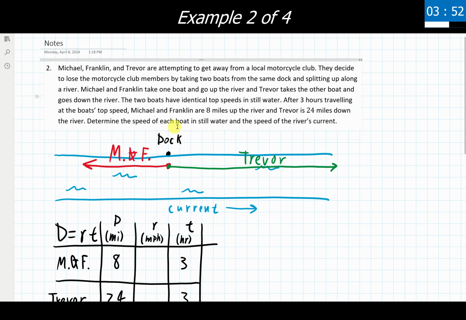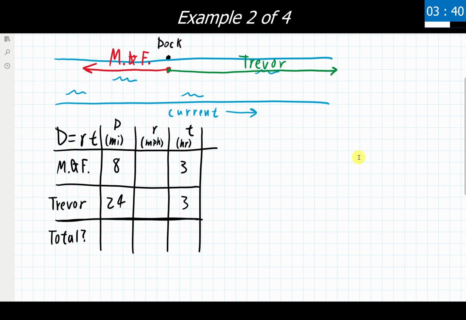So we are told that the boats have the identical top speeds in still water. Whatever that speed is, we could write that down as just a random r in here. So they would have a top speed of some kind, the boat's top speed. However, with the current coming into play, remember, Michael and Franklin are going upstream. They're going against the current. So whatever the boat's top speed is gets subtracted by the current speed. In contrast, Trevor is going downstream. He's going with the current, which means the current would be adding to his overall speed there.